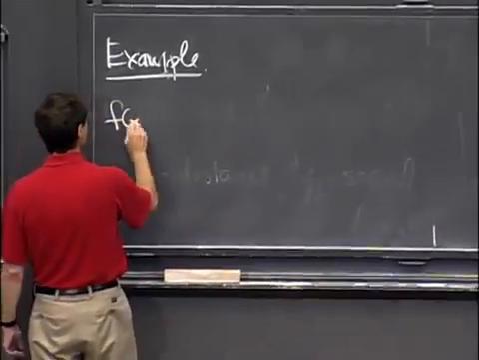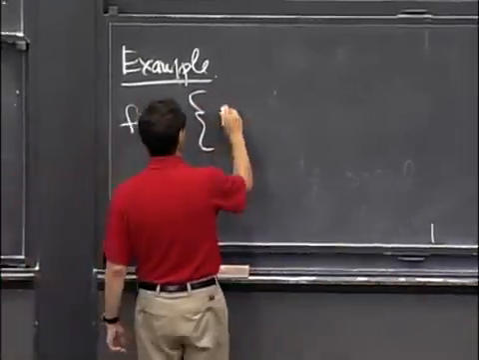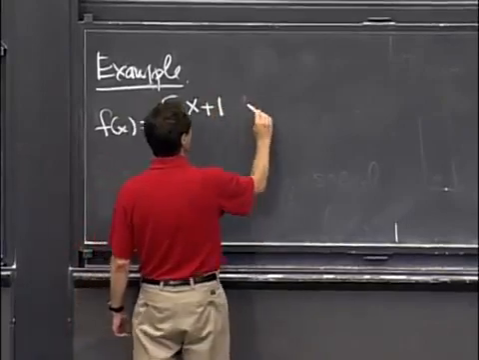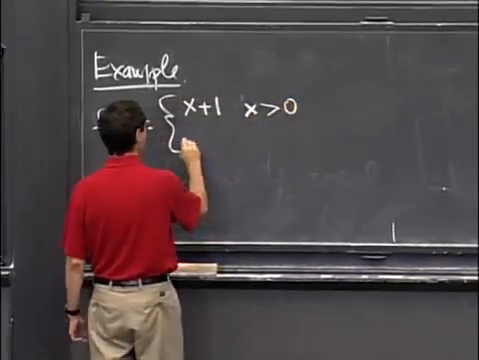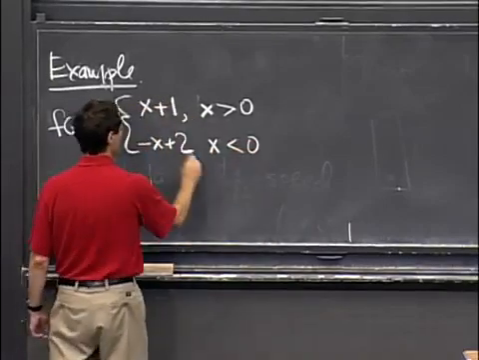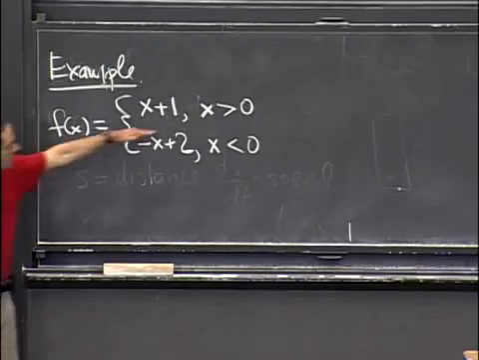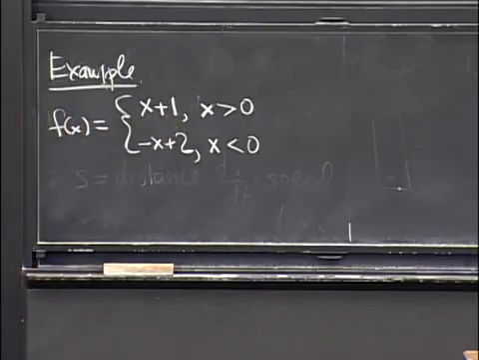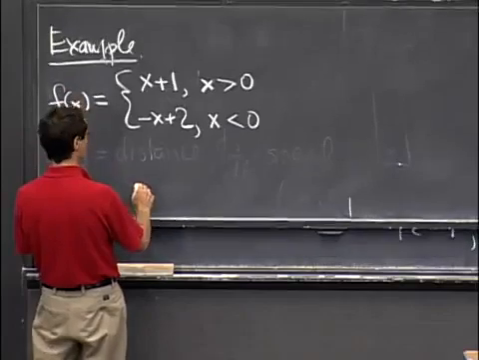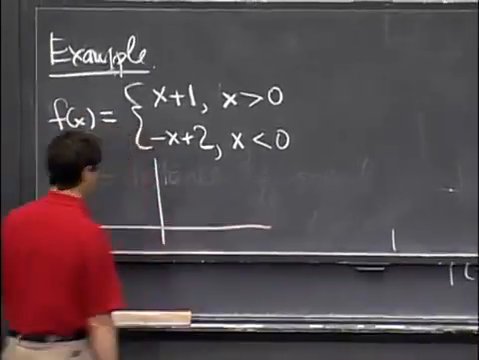So I'll take a function which has two different definitions. Say it's x plus 1 when x is bigger than 0, and minus x plus 2 when x is less than 0. All right, so those are, when x is greater than 0, it's x plus 1. Now, I can draw a picture of this. It's going to be kind of a little small, because I'm going to try to fit it down in here, but maybe I'll put the axis down below.